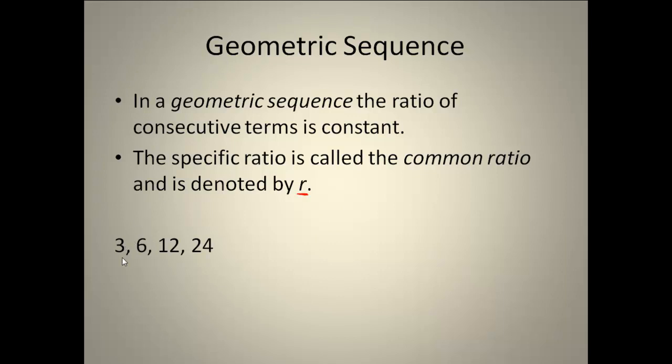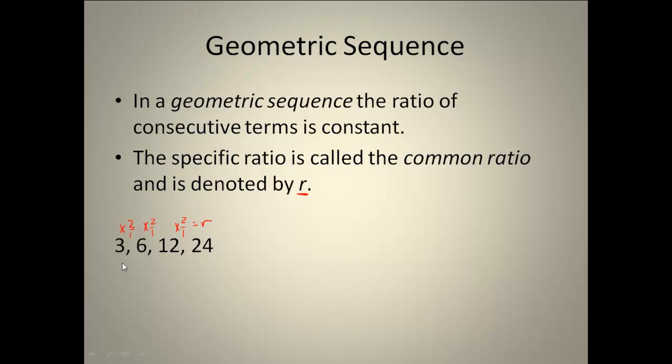So if I look at this geometric sequence right here, and I think about what I have to do as far as a ratio goes to get to the 6 from a 3, I would have to multiply by 2 over 1. To get from the 6 to a 12, I would have to multiply by 2 over 1. From 12 to 24, I'd have to multiply by 2 over 1. So in this case, my common ratio is 2.